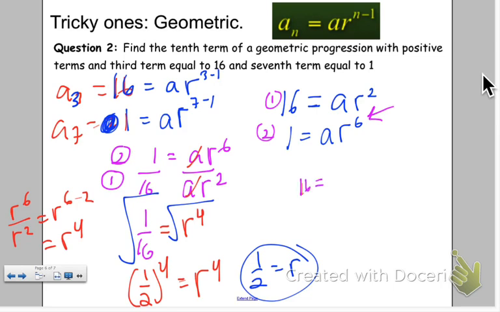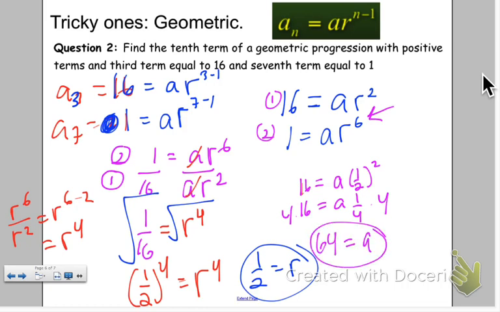16 equals a times r, which is now 1/2, squared. So that would be 16 equals a times 1/4, multiply both sides by 4, and I get 64 equals a. So my starting number is 64. Now, what did the question actually ask? Find the 10th term? Goodness gracious.